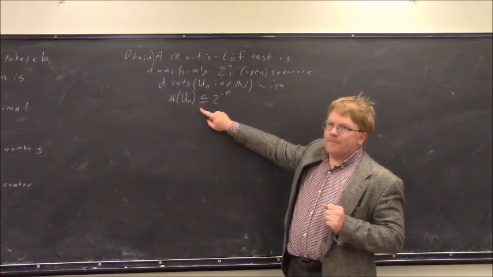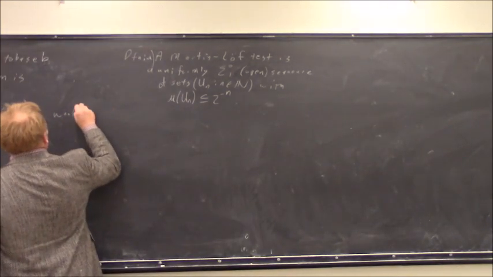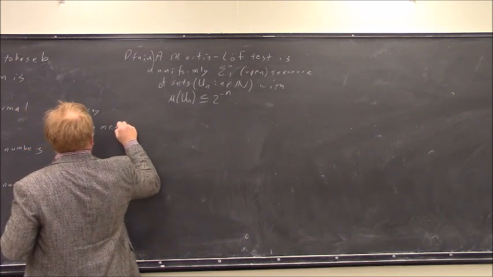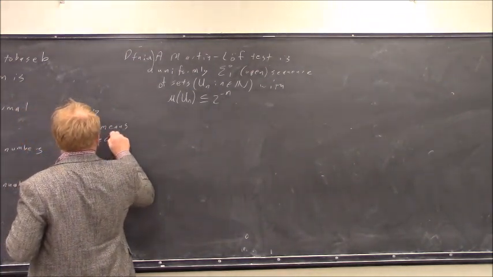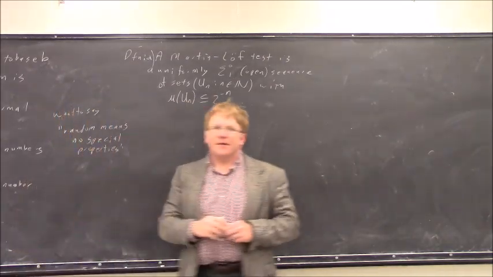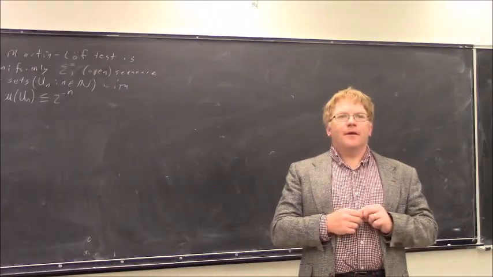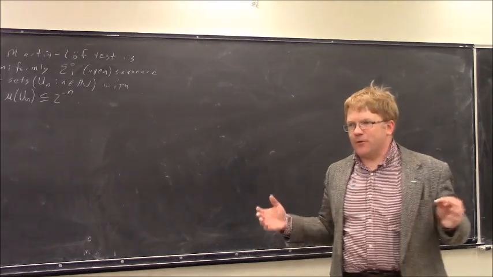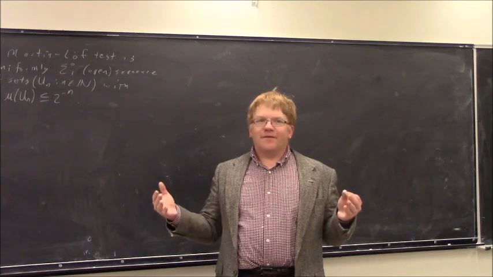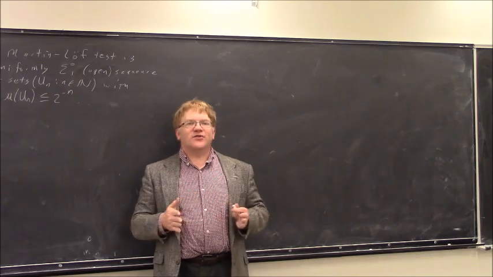The real point here is that I want to say that x is random if and only if x has no special properties. So what's a special property? Well, a special property must be a measure zero set. So x is random if and only if x is not in any set of measure zero.